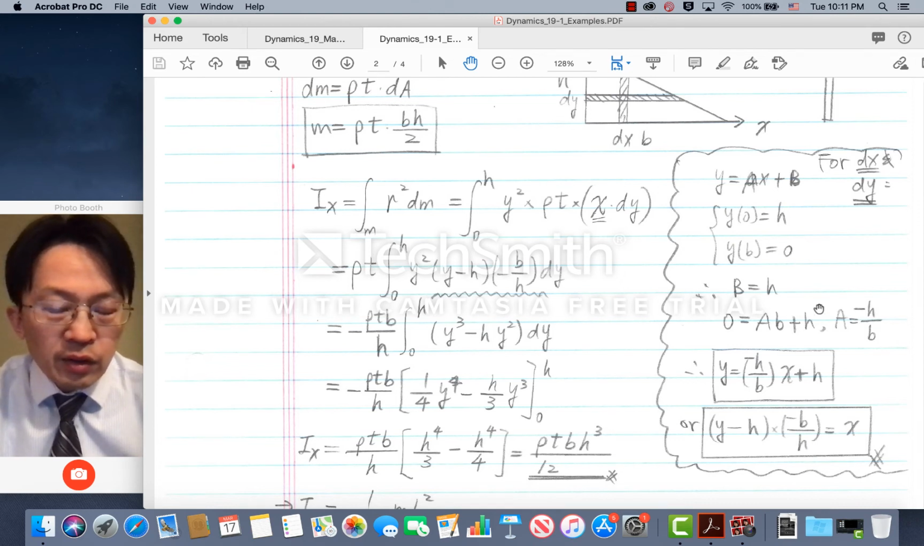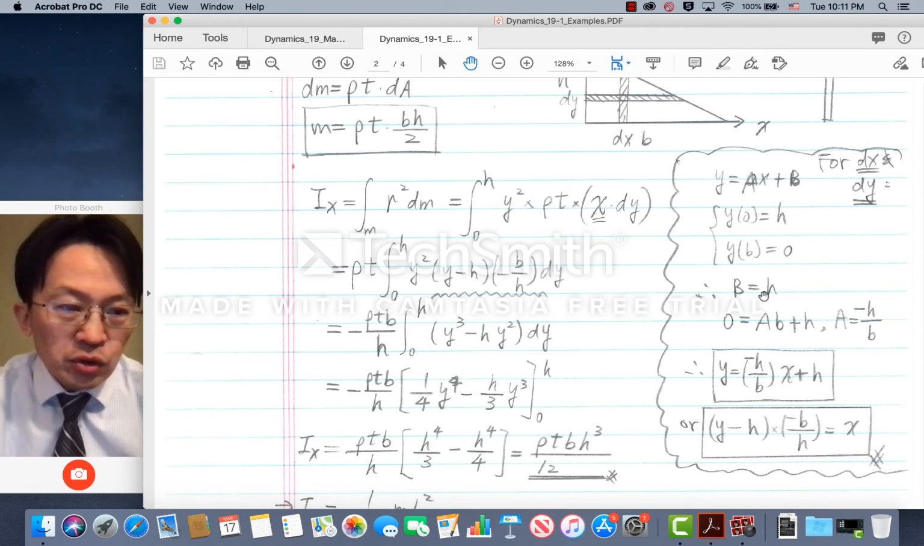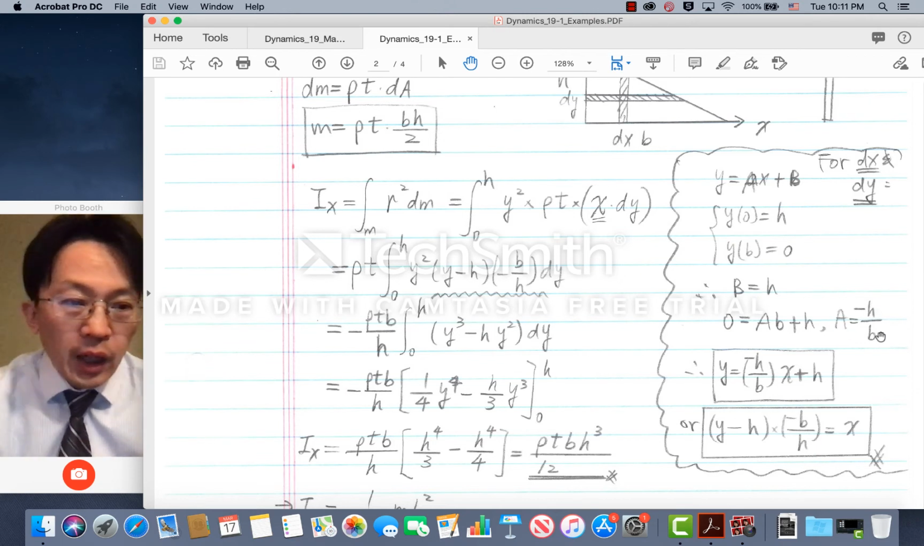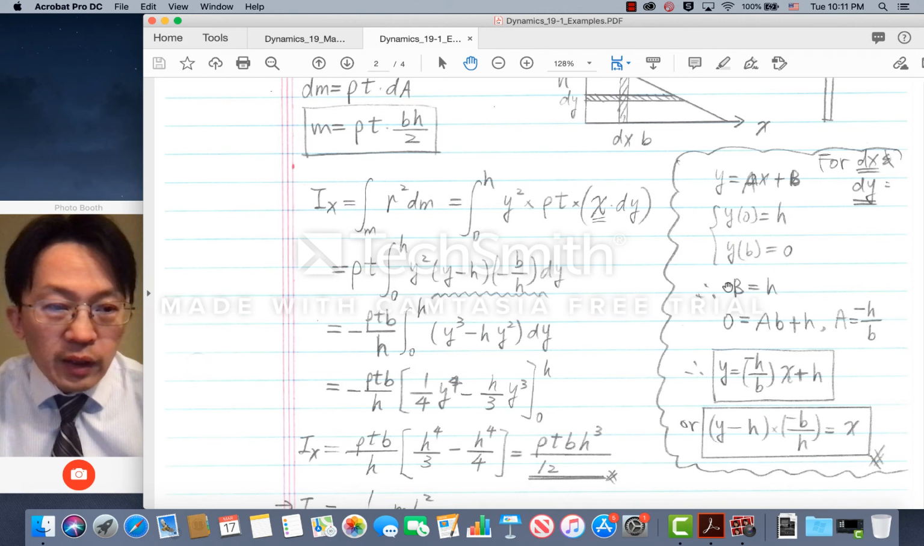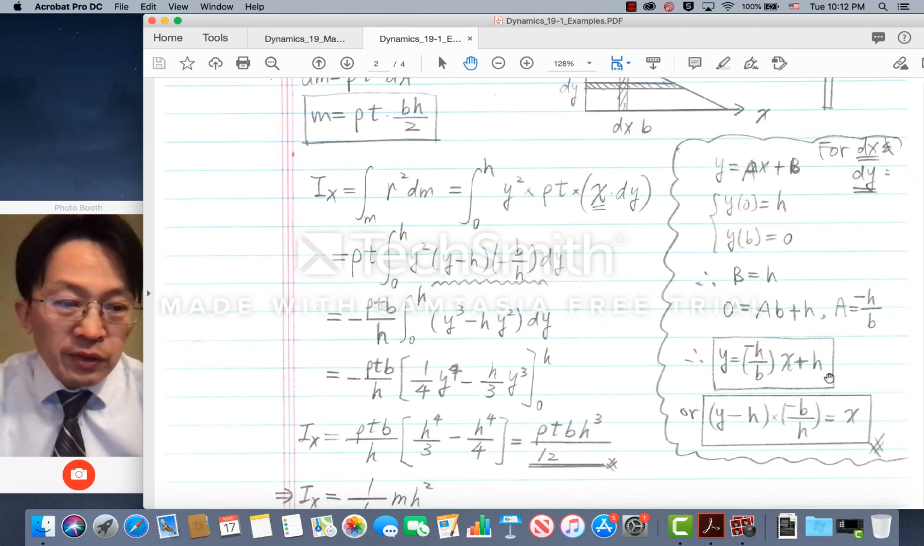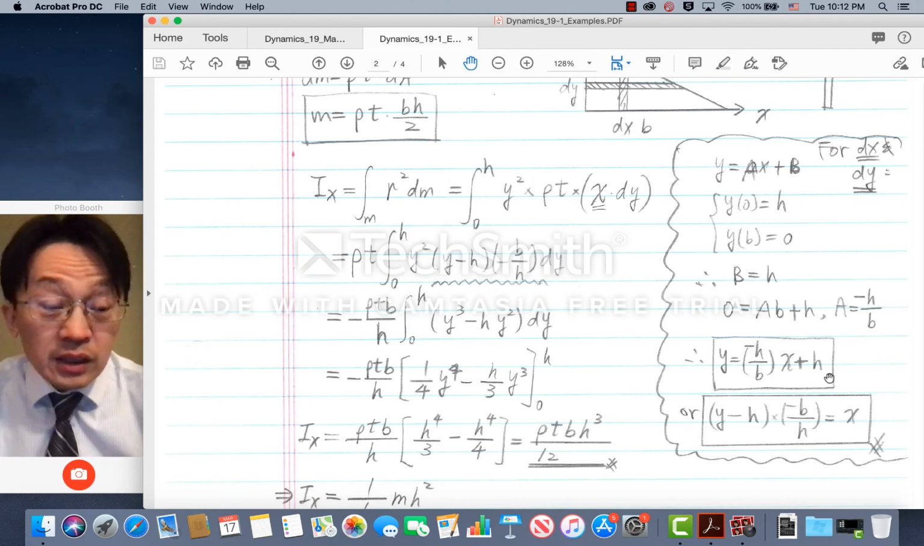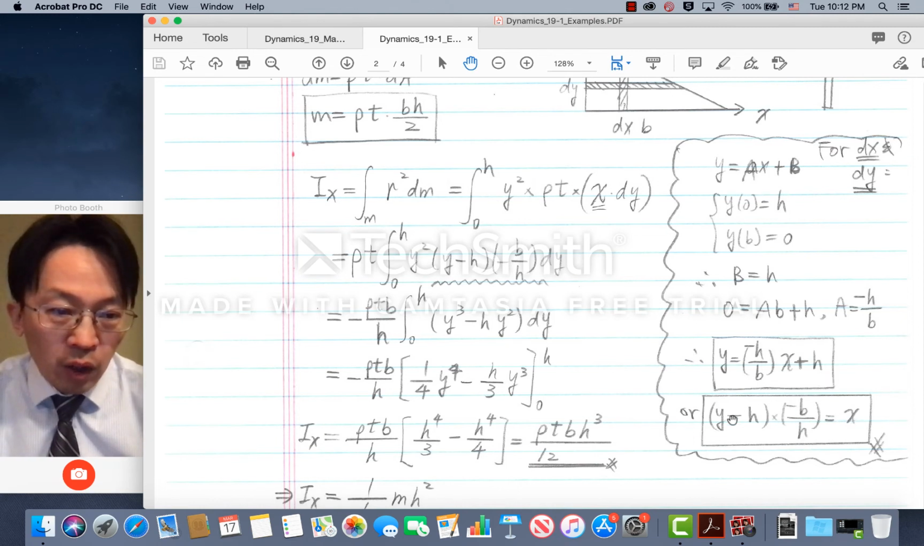So from here we found the value of b is h, and the value of a is negative h over b. We substitute these two values back into this linear equation, and we're going to have the expression of y as a function of x to become y equals negative h over b times x plus h. Or inversely, you can also write the expression of x in terms of y just by rearranging the terms.